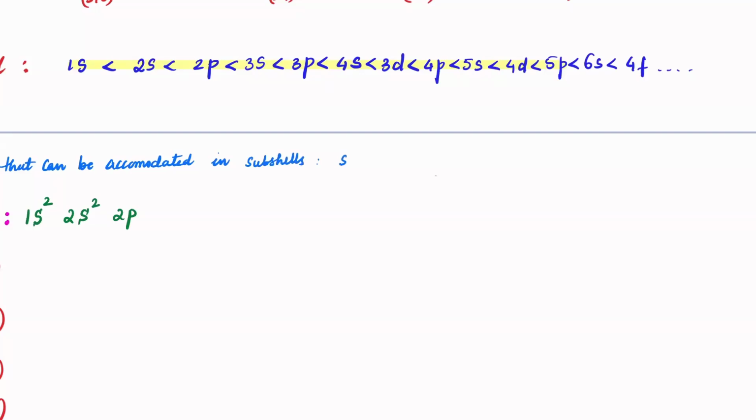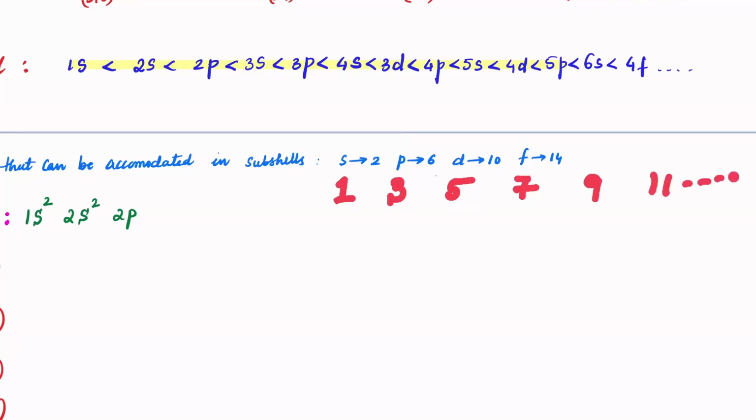S is 2, P is 6, D is 10, F is 14. Why? S has 1 orbital, P has 3 orbitals, D has 5 orbitals, F has 7 orbitals. See the pattern? 1, 3, 5, 7, 9, 11, and so on. This is how the pattern goes. Each orbital can have 2 electrons, so multiply that by 2. That makes it 2, 6, 10, 14, 18, 22, and so on. This is the way the number of electrons will be filled.